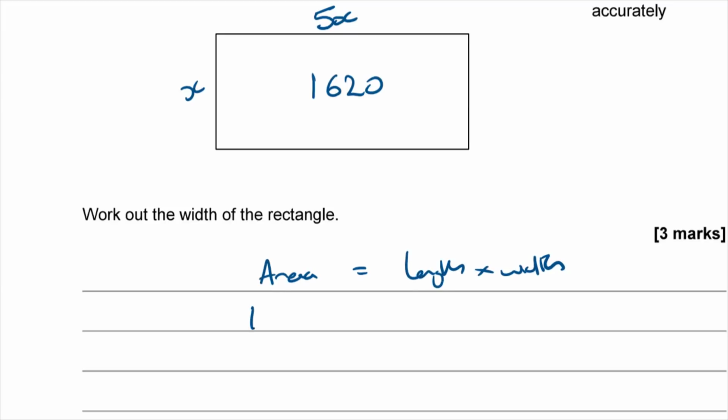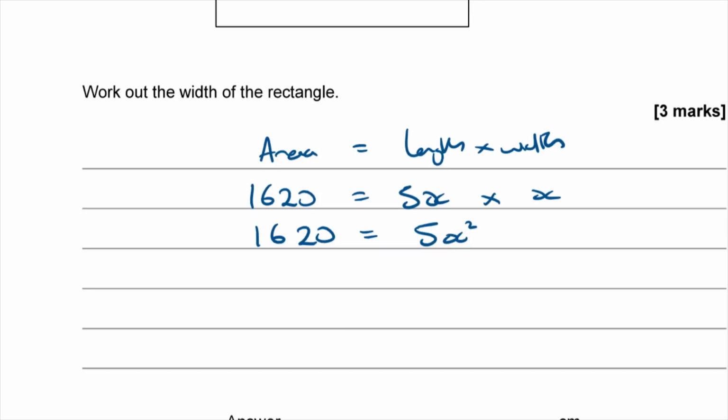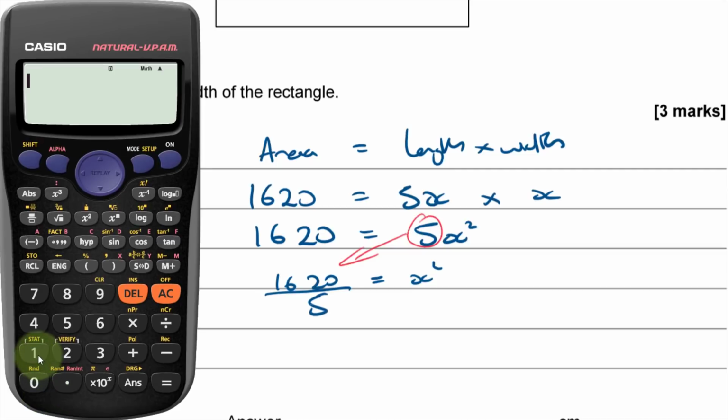So using our diagram, 1620, the given area, is our length, which is 5x, multiplied by our width, which is x, which is 5x squared altogether. So I've got a quadratic equation in x here, haven't I? Dividing both sides by 5, I'm going to get x squared is equal to 1620 divided by 5, which my calculator tells me is 324.